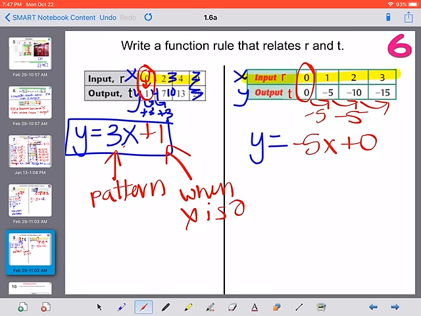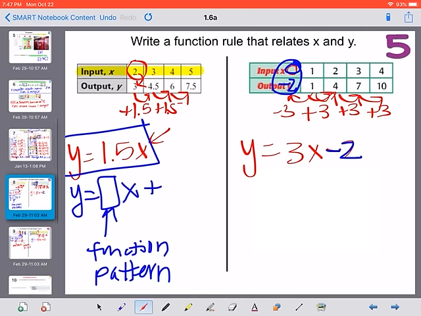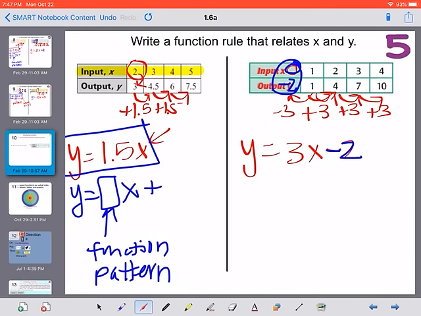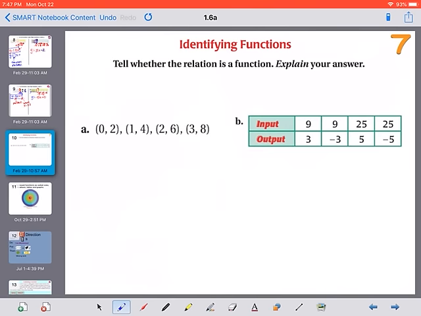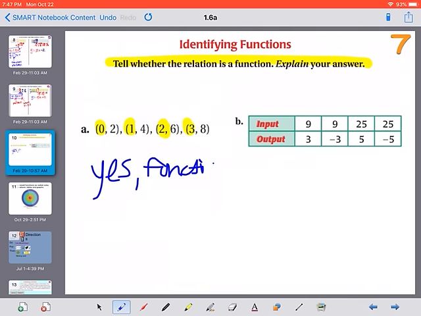It took us a while to get there, but hopefully we figured out our pattern. We have one last slide. It's just going back to what we started with: tell whether the relation is a function. For every input, there should be one output. So we have 1, 2, 3, those are all different. So yes, this is a function. Each input has one output.